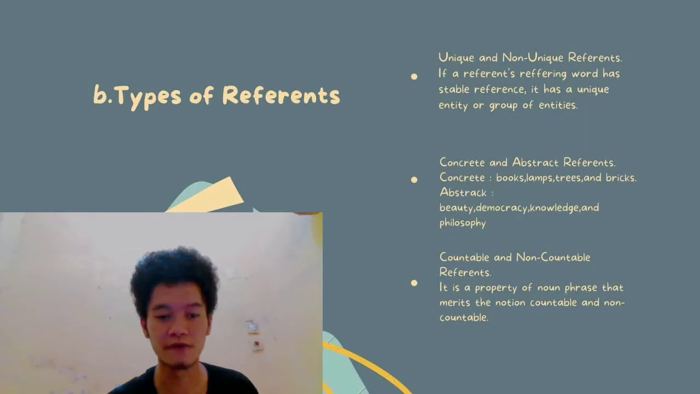There are several types of reference. The first is unique and non-unique reference. If a referring word has stable reference, it has a unique entity or group of entities. Thus, unique entities such as the Rocky Mountains, the Louvre, the Pacific Ocean, and Germany signify distinct entities that can only be found in a specific location. And knowledge of them is considered common knowledge.